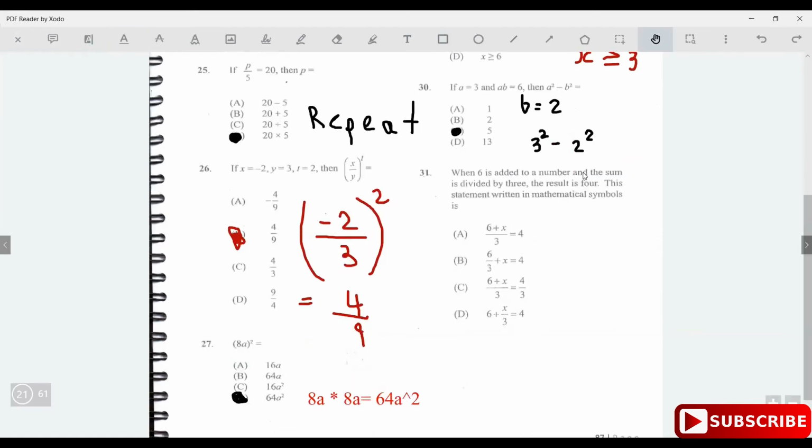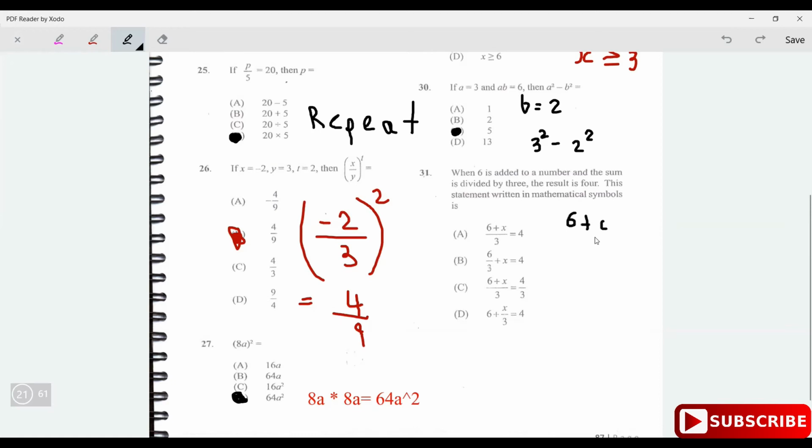When 6 is added to a number and the sum is divided by 3, the result is 4. 6 is added to some number, it could be x, then they say it is divided by 3. The answer we get is 4. Which one represents that statement? Option A. Easy question. Solved.